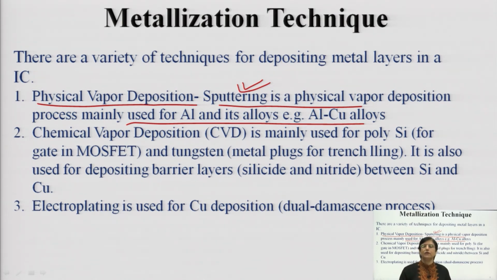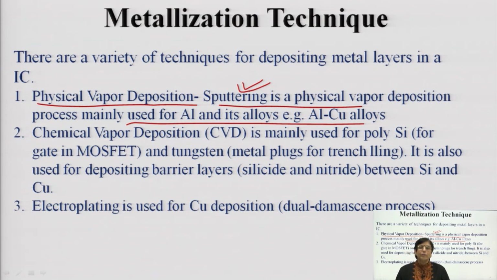This particular method, sputtering or physical vapor deposition, is the most common technique. Another one is chemical vapor deposition, which is used only for polysilicon, for the gate in the MOSFET, and tungsten, where we need to have metal plugs for trench lines. It is also used for depositing the barrier layers, that is silicides and nitride layers between silicon and copper.